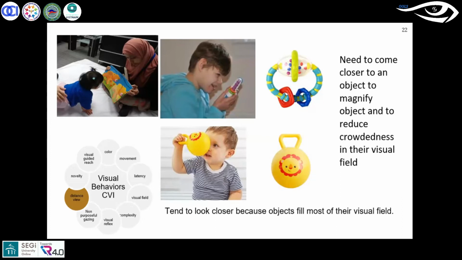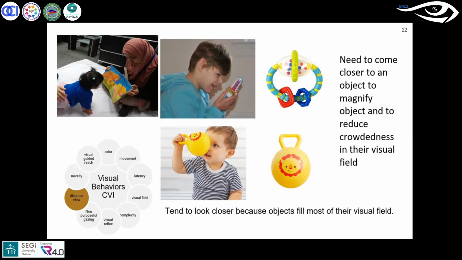So instead of being able to look from that 1 meter with 6/12 vision, remember, she needs to crawl towards the book, and for her to be able to locate what I am pointing at. So this makes us think that it is not about visual acuity. Coming closer to the object gives one the function of magnifying the object, and second, it reduces the crowdedness in their visual field.